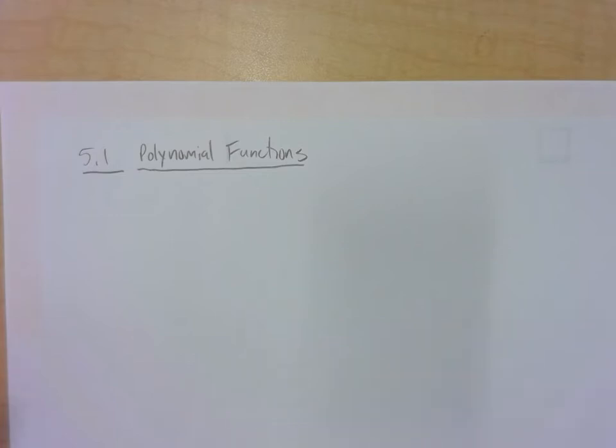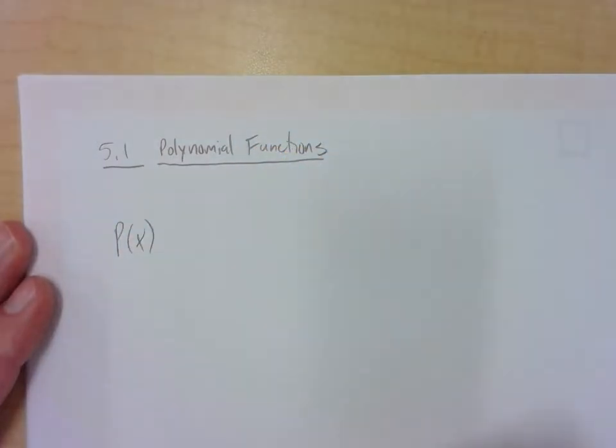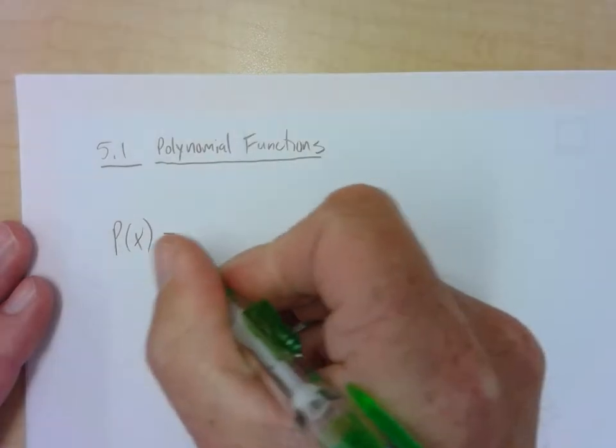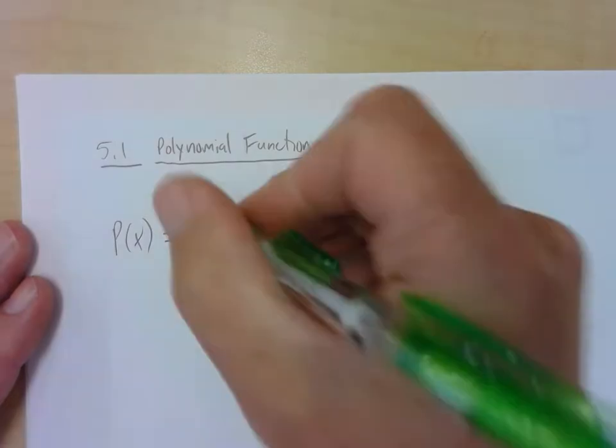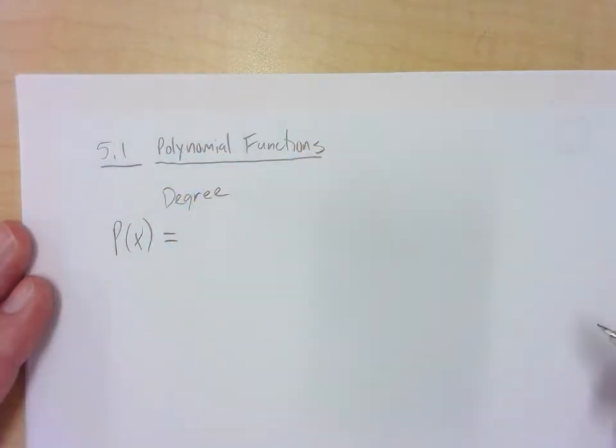Today's lesson is section 5.1. It's called Polynomial Functions. The first thing we're going to do with polynomial functions is classify them by degree and the number of terms. So let's talk about degree first. So p of x is function notation, and p stands for polynomial. So it's a polynomial and the independent variable is x. So the degree is the highest power, and we can go ahead and name each degree in the polynomial.